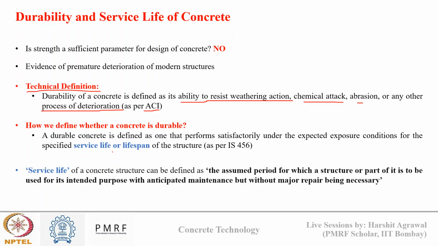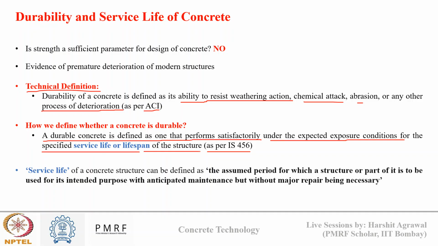Now, when do we say that a material is durable? We know durability is a property to resist external actions, but how can we say that our concrete is durable? For this, if we see the IS 456 definition, it says that a durable concrete is defined as one which performs satisfactorily under an expected exposure condition for a specified service life or lifetime of a structure. Now see, both the definitions are defining the same thing but from a different angle.